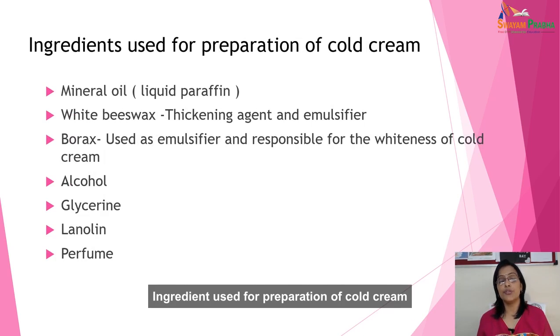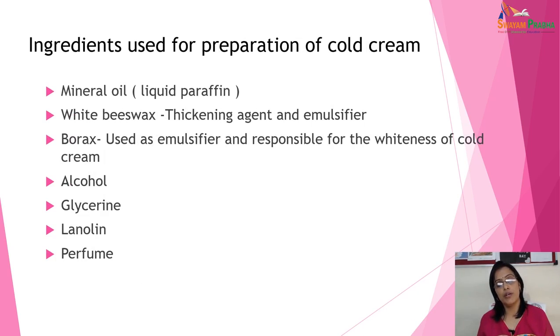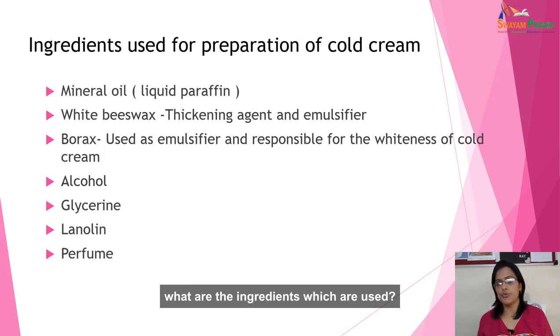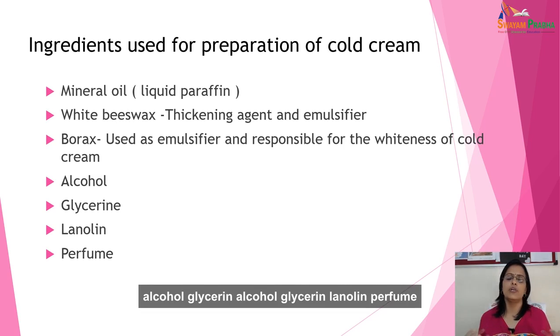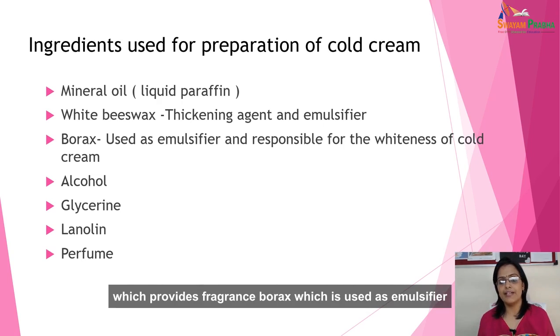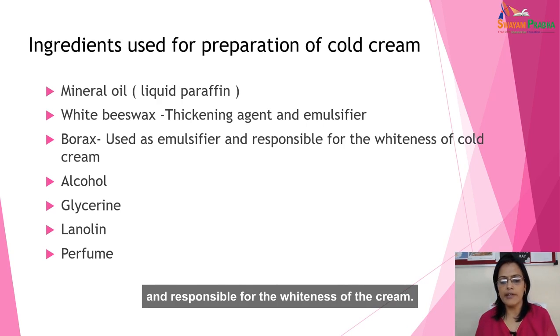Okay, ingredients used for preparation of cold cream. What are the ingredients which are used? Just we'll see them quickly. Mineral oil, white beeswax, borax, alcohol, glycerin, lanolin, perfume which provides fragrance, and borax which is used as emulsifier and responsible for the whiteness of the cream.